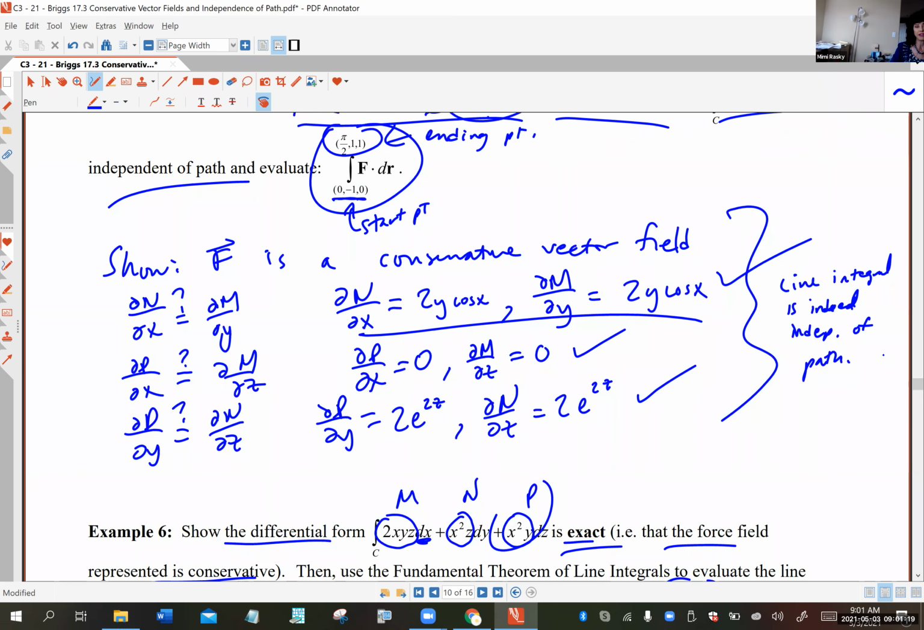Please go back to the definition of conservative vector field. A conservative vector field is essentially a vector field who is somebody's gradient. That's the whole thing. That is the whole point.